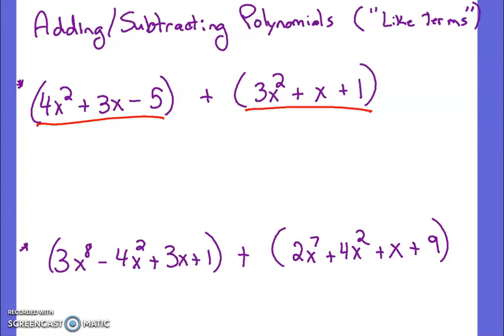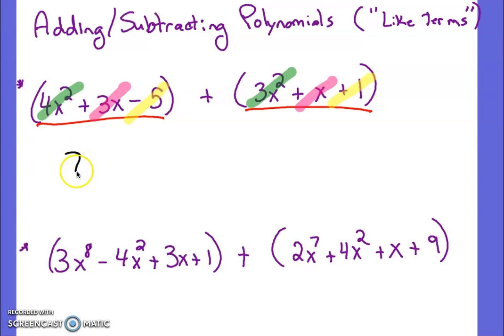If you notice, I'll just do it for this first one. We have 4x squared and 3x squared. Those are like terms because they have the same exponent and the same variable. 3x and x are like terms because they have the same variable. And then finally, these are just plain numbers. And so we're just going to combine like terms together.